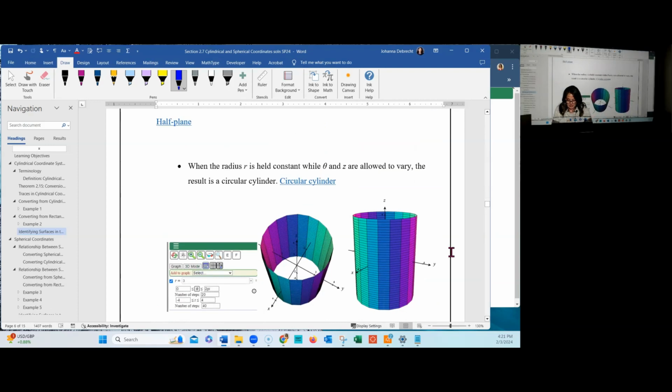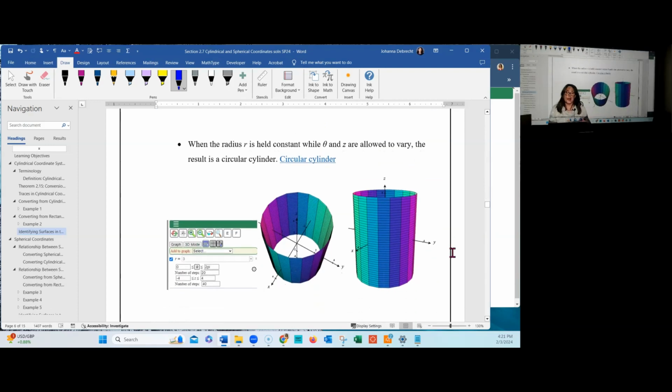When we hold the radius constant, but we allow theta and z to vary, the result is a circular cylinder. And this is where it gets the name cylindrical coordinates. So in a case like this, I want to plot something like r equals 3. I go out to Calc Plot 3D, select that function, r as a function of theta and z, and then I can plot r equal 3.